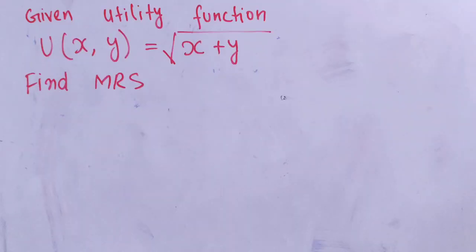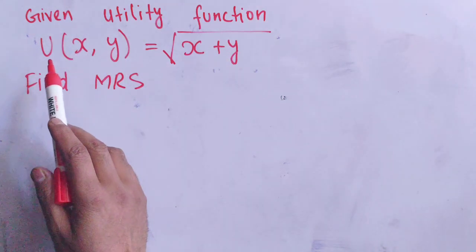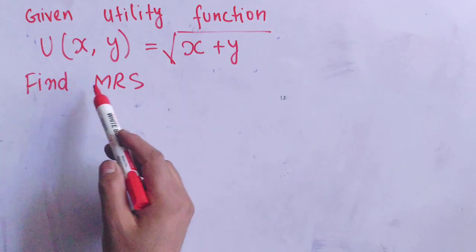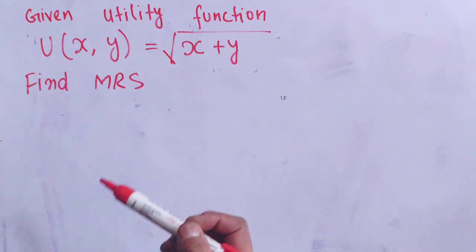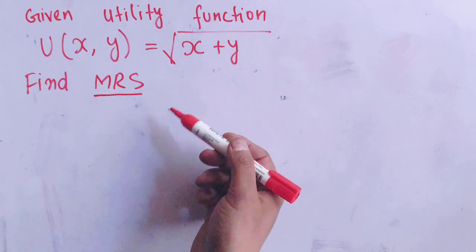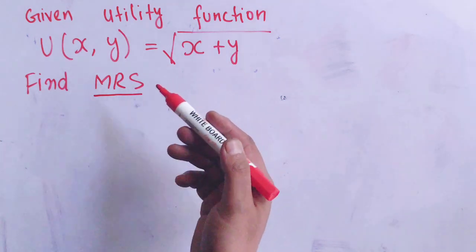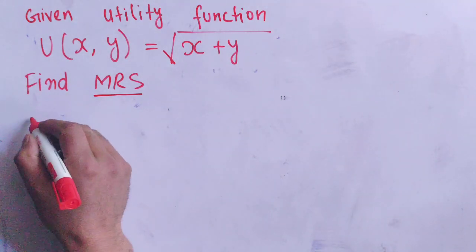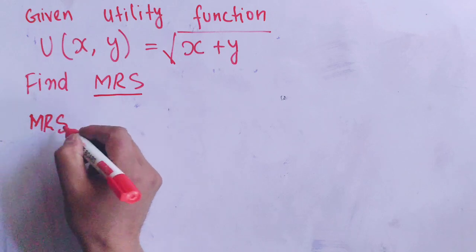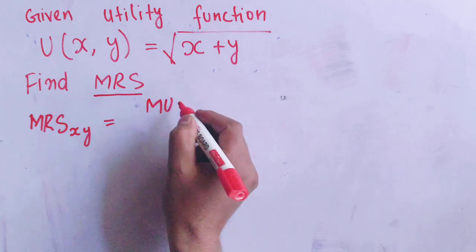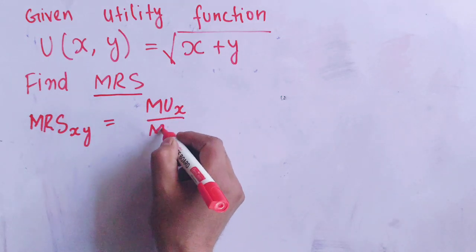How to find the marginal rate of substitution for the given utility function? The question is, given the utility function, utility is a function of two goods x and y, which is equal to the square root of x plus y, we have to find the marginal rate of substitution. By marginal rate of substitution, we mean a measure of how many units of good one the consumer is willing to give up in exchange for another good, and the marginal rate of substitution between good x and y is given by the marginal utility of good x upon marginal utility of good y.